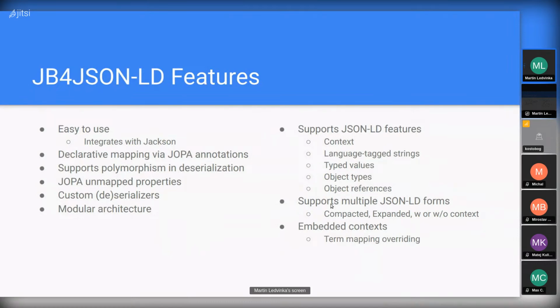It also supports multiple JSON-LD forms, both on input and on output. But what you are usually mostly interested in is the input, so you can pass compacted or expanded JSON-LD to the service or to JB4JSON-LD, and it will work with it without any issues. And as of last week, it also supports embedded context, which allows you to override term mapping. I guess I can show you that in the demo as well.